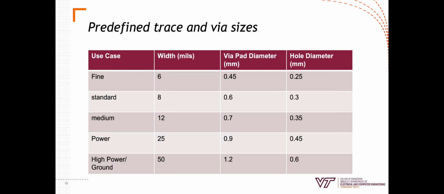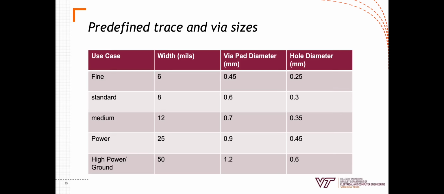These are predefined trace and via sizes for you guys to use in your board setups. So for fine traces, very low current traces, we go with 6 mils, and then we just go up from there. So for high power and ground, we use a 50 mil trace, and then the in between. For standard traces that don't require a lot of current, you can use 12, but typically it's a good idea to use as big a trace as possible to keep your impedance down.